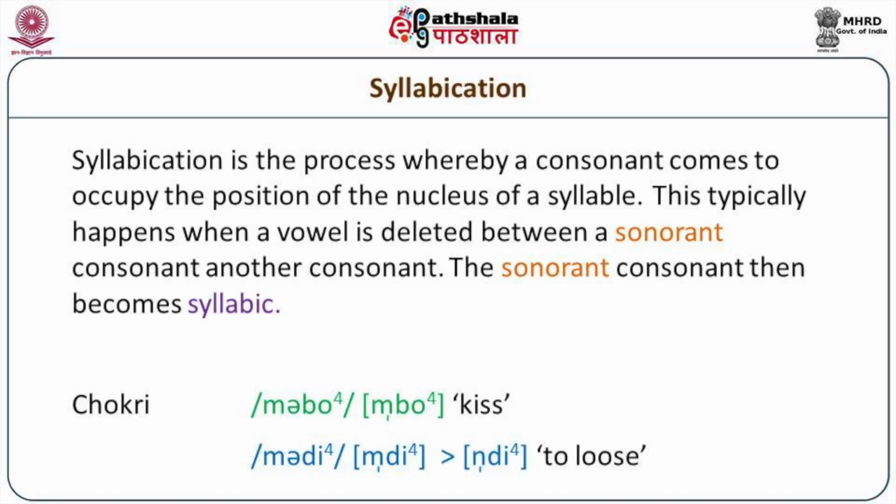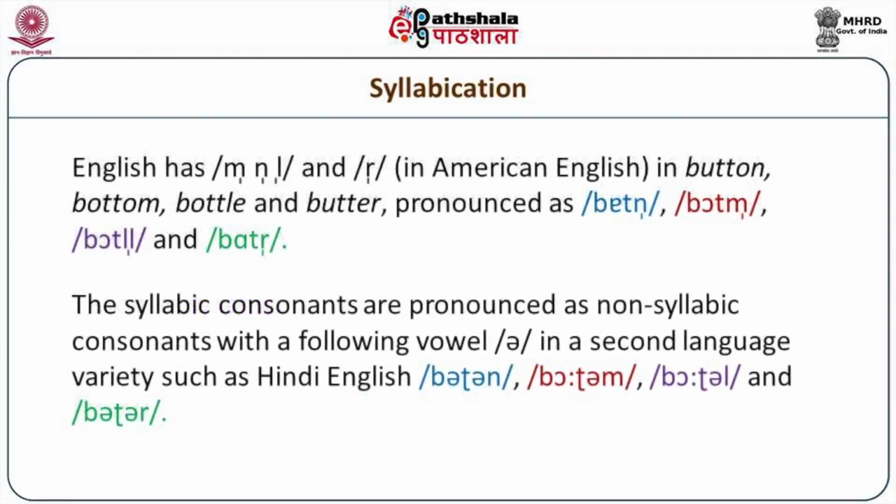For example, we have the Tibeto-Burman language called Chokri, in which we see that a nasal consonant is syllabicated. For example, there's a word such as mabo. When the schwa is dropped, we hear mbo, which means kiss, and similarly madi becomes ndi. As you notice here, the bilabial plosive assimilates to the following consonant, and so we get ndi to mean to lose.